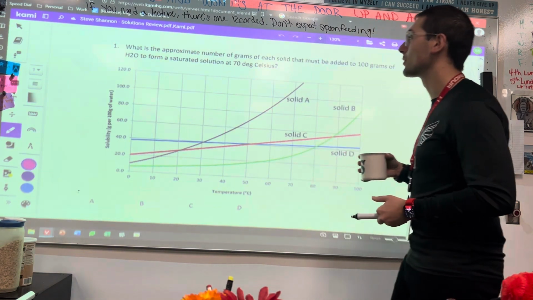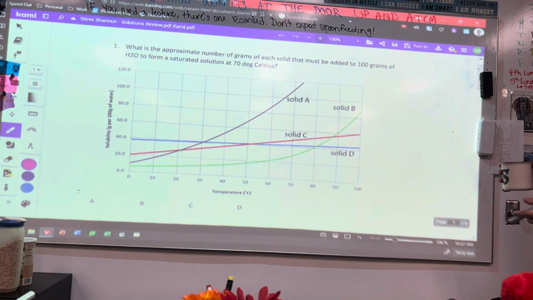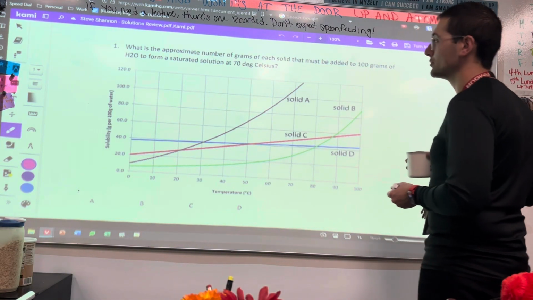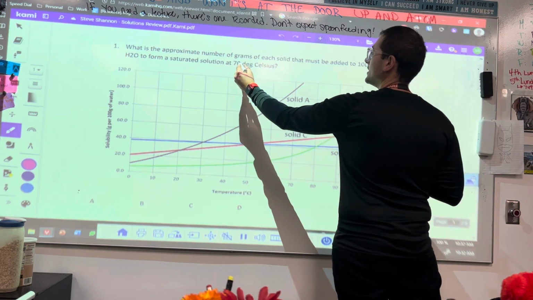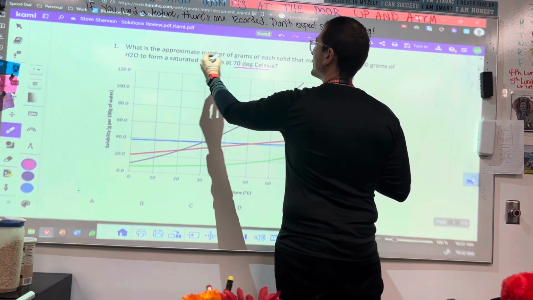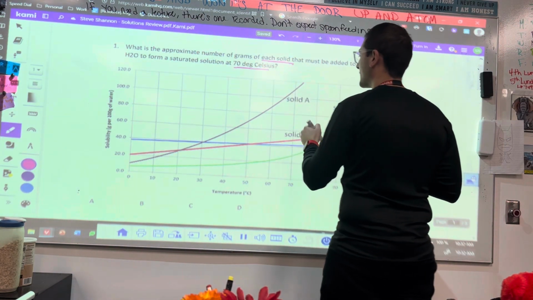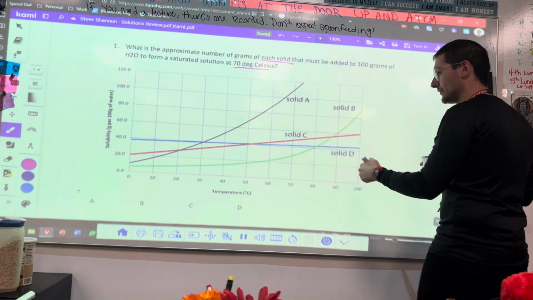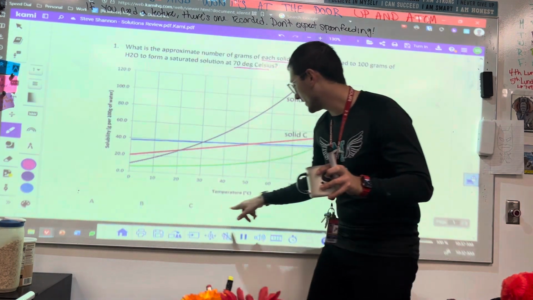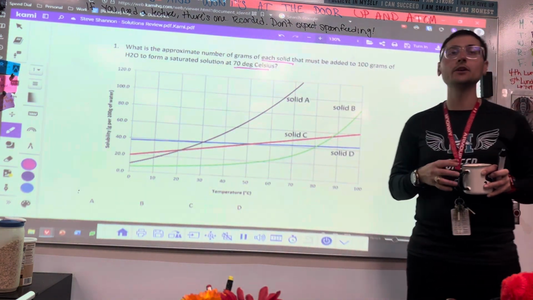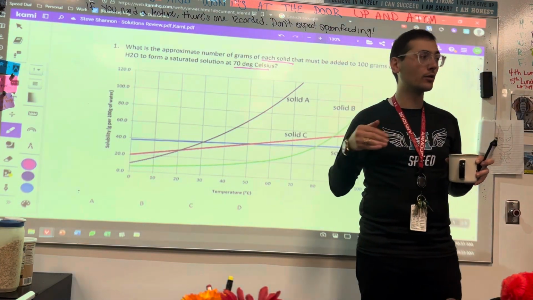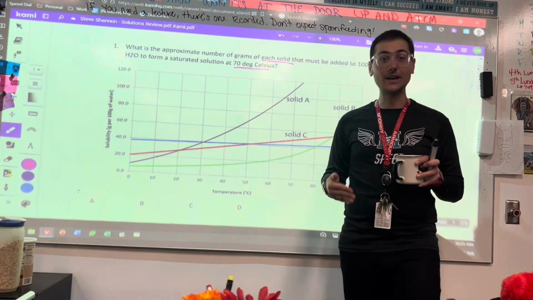So let's get started. Number one, what is the approximate number of grams of each solid that must be added to 100 grams of H2O to form a saturated solution at 70 degrees Celsius? Okay, so this question is asking how many grams we need to add on to each of A, B, C, and D. So there are actually 4 answers to this problem. They're all going to need different amounts of grams of solute to be added in order for their point to be on the line, which is saturated.